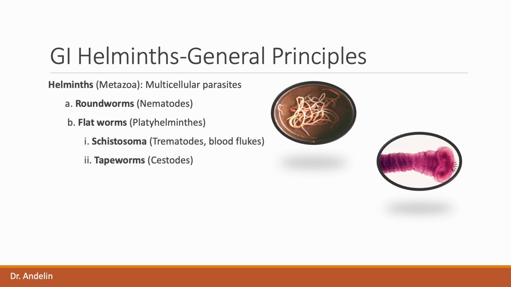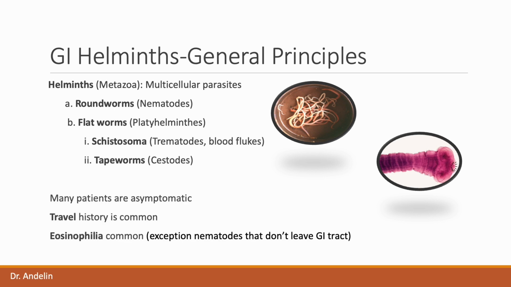While we cannot cover every topic here, we will highlight some that are important to remember. A few principles to consider include that many patients with gastrointestinal helminthic infections are asymptomatic. Additionally, travel history is very common in patients with helminthic infections. Also, you may be aware that helminthic infections often are associated with elevated eosinophils or eosinophilia. This is specifically true if the parasites leave the GI tract into other tissues in the body. As such, some helminths that remain only in the GI tract do not lead to elevated eosinophils.